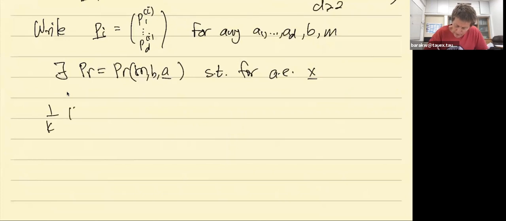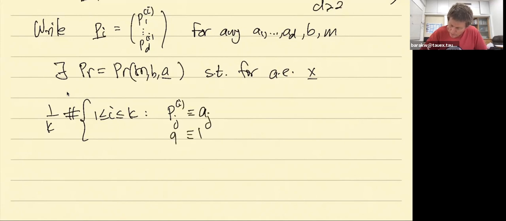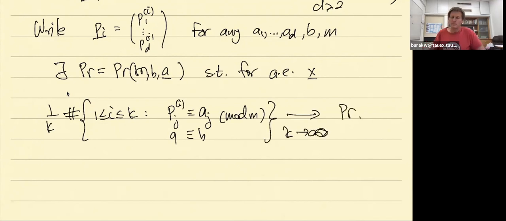1 over k, the number of i between 1 and k, such that pj is congruent to aj, and q is congruent to b, mod n, converges as k goes to infinity. And once again, this is an explicit equidistribution result.